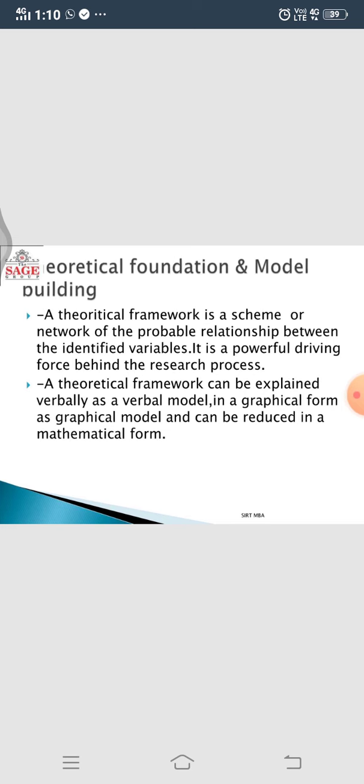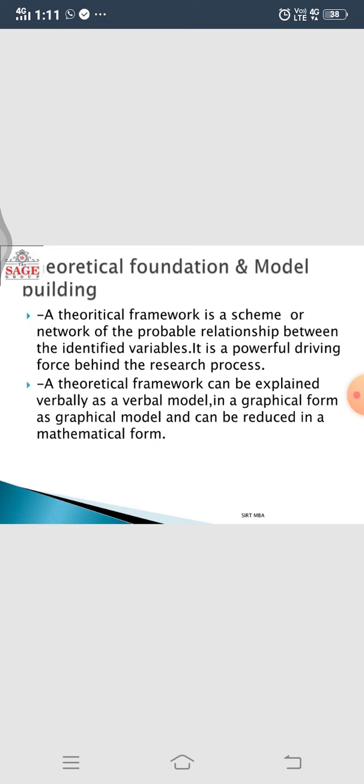The research problem can be identified through theoretical foundation and model building also. So in this session, we'll be discussing a theoretical framework. A theoretical framework is a scheme or network of probable relationships between the identified variables. So here a few keywords are that it is a network of probable relationships.